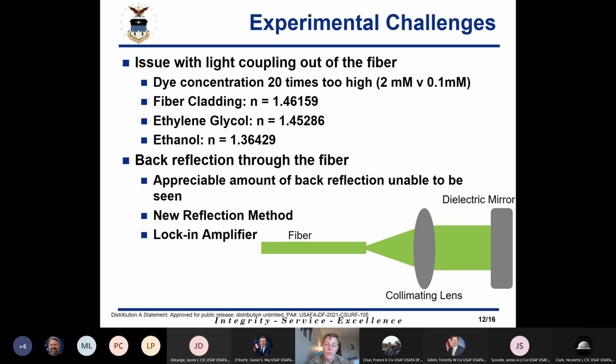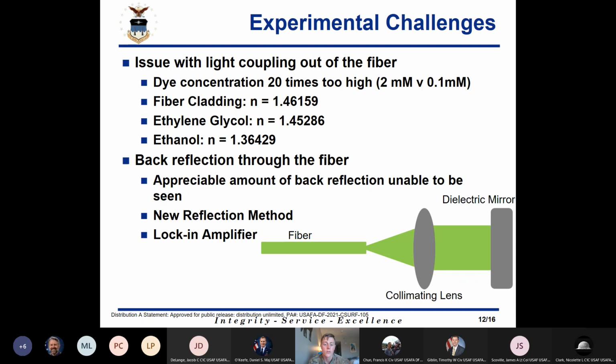And we also noticed that with these smaller fibers, as soon as we put them into the dye solution, all the light coupled out. And this was because the ethylene glycol had an index of refraction of 1.45, while the fiber cladding had an index of refraction of 1.46. And because these numbers were so close, the total internal reflection that is used to actually keep the light inside the fiber was not as effective as we needed it to be. So we're using ethanol now to dissolve the rhodamine 6G, and that has an index of refraction of 1.36, which should be much more effective.